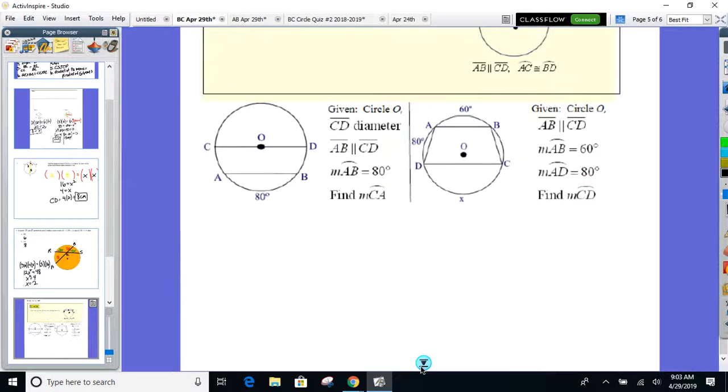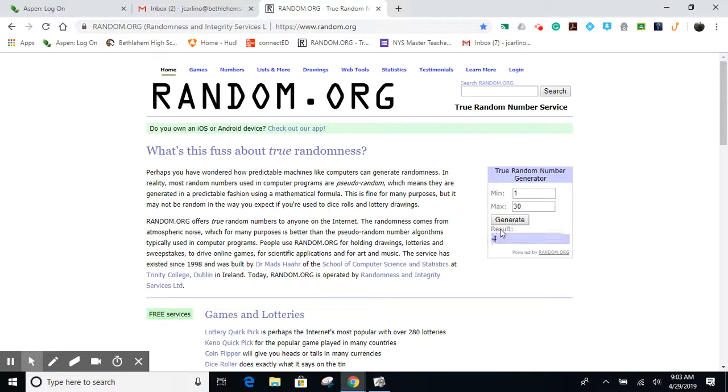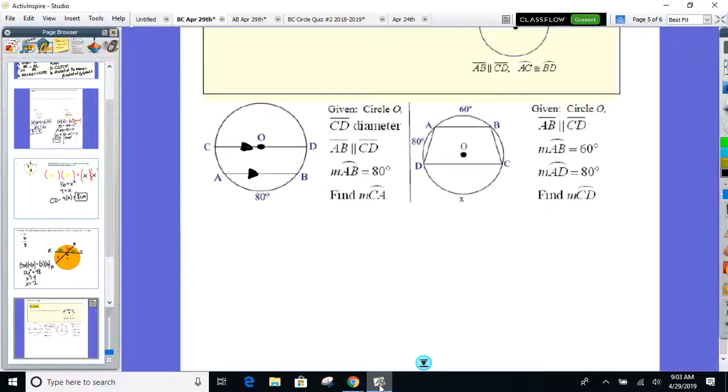So I'm going to do the first one here with you and then let you go on to the next. All right, so I got AB and CD are parallel. Before I start with the actual values, what arcs are congruent up here, Emma, if those chords are parallel? So AC and BD are congruent. I've given you that AB is 80 degrees. What about CA?